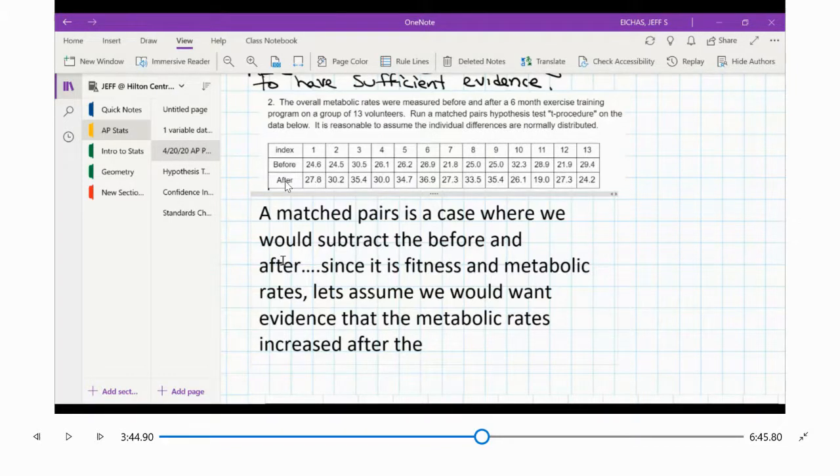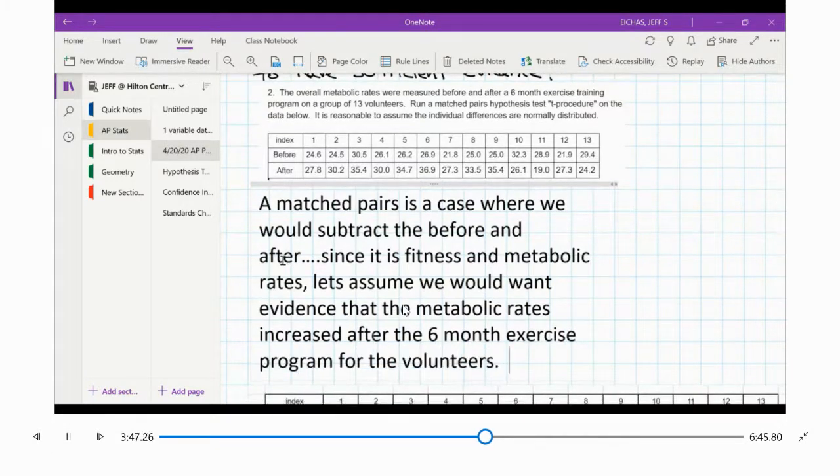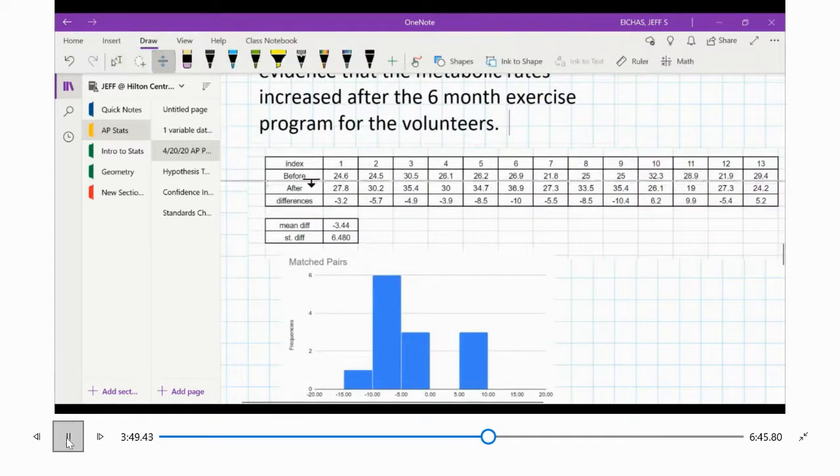So I would expect the after to be a higher metabolic rate than before the program. So I'm going to go after minus before and see if that comes out greater than 0. All right, what I did was I let the spreadsheet do all the work. I got the differences. You'll have to do that by hand. Of course, this year we're doing this online, so maybe you can find a way.